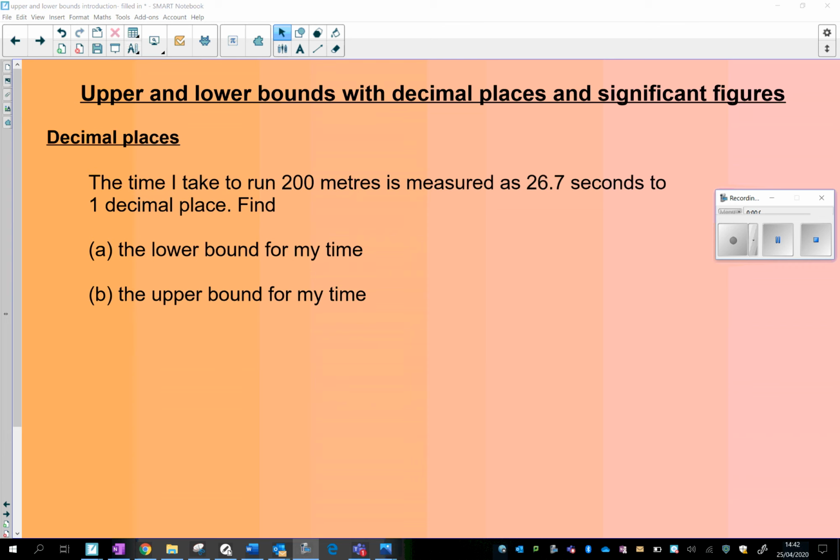to the third lesson on upper and lower bounds. And today we're going to be looking at upper and lower bounds when you've got measurements which are given using decimal places or significant figures. So let's start with decimal places, which is slightly easier.